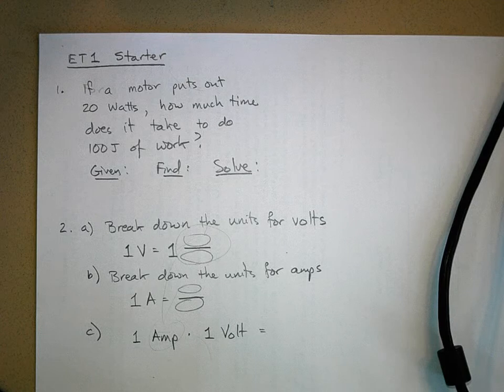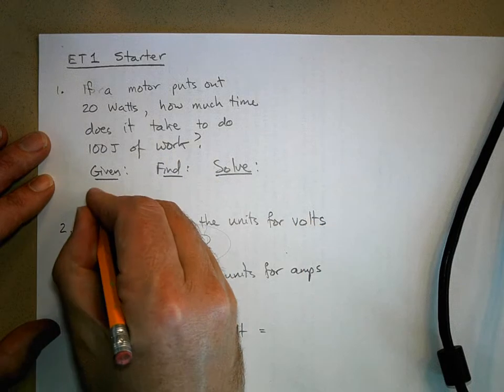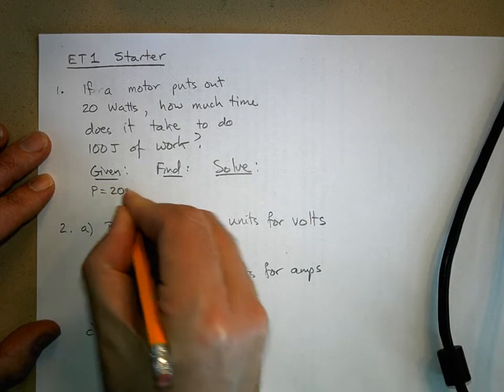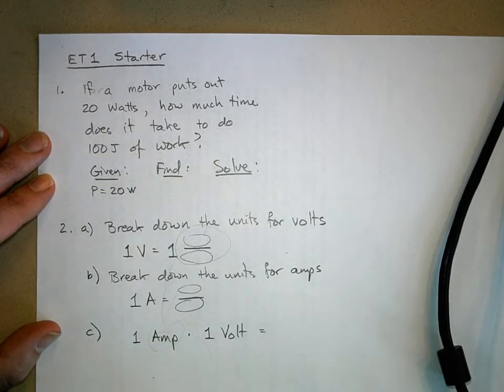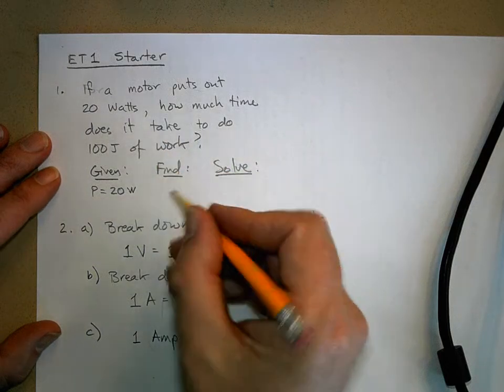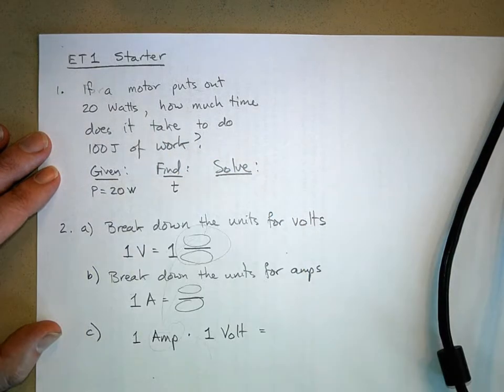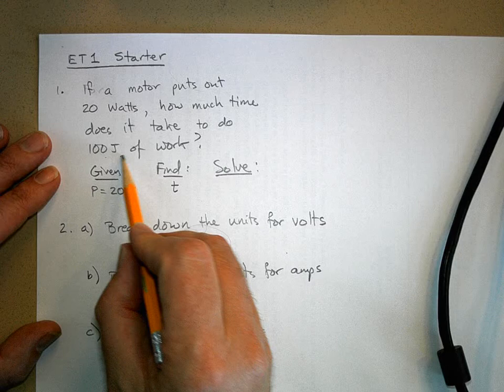So you have a motor. We are studying electric motors now. We're going to be building some pretty soon. And a motor puts out 20 watts of power. How much time does it take to do 100 joules of work? So given power equals 20 watts, how much time, so we're trying to find the time, does it take to do 100 joules of work?